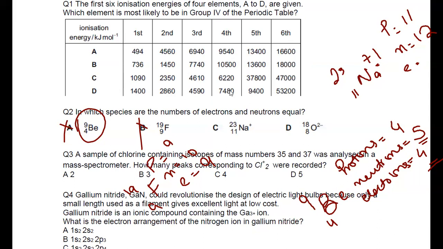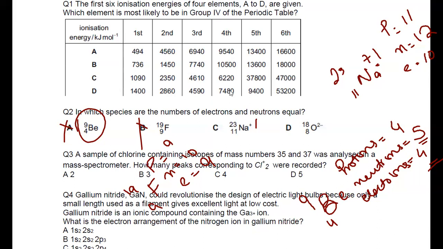The charge is +1. So you will subtract 1. If the charge is +1, you will do minus 1 from the protons. So you will get 10. So again, option C is not the answer because neutrons are 12 and electrons are 10.